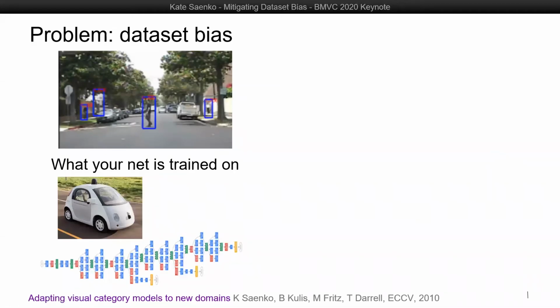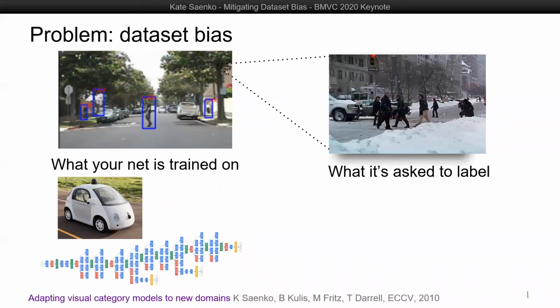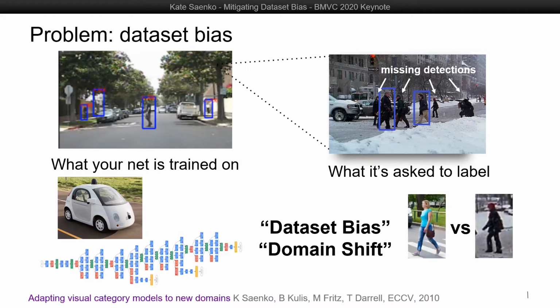So what is the problem of dataset bias? Suppose that you're training a network to detect pedestrians, and your training dataset comes primarily from California, where the weather is sunny and people are wearing light summer clothes. And now, after you've trained this network, it's being deployed in New England in the winter, where people are wearing heavy coats and there's snow on the ground. Because your training data looks different from your test data, your network will likely have worse performance, with missing detections in this case. And this problem happens very often in computer vision, and it's commonly referred to as dataset bias or domain shift.